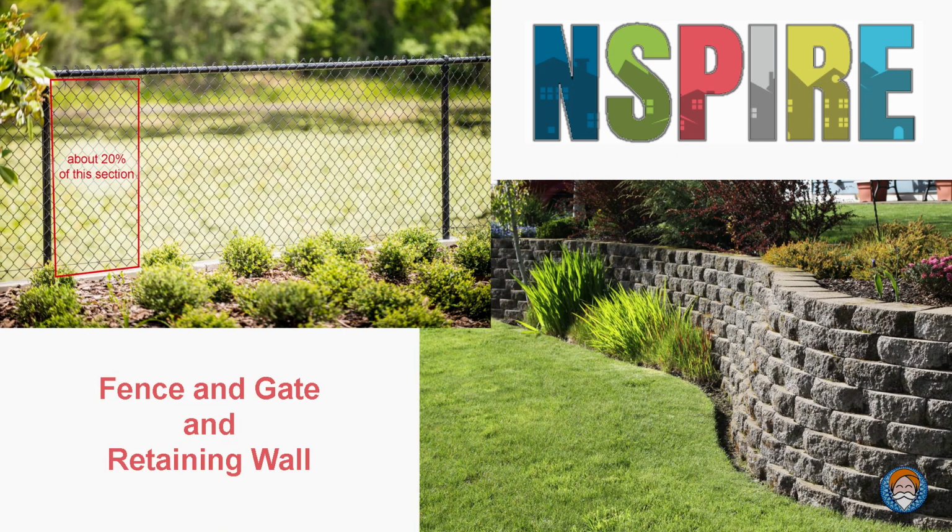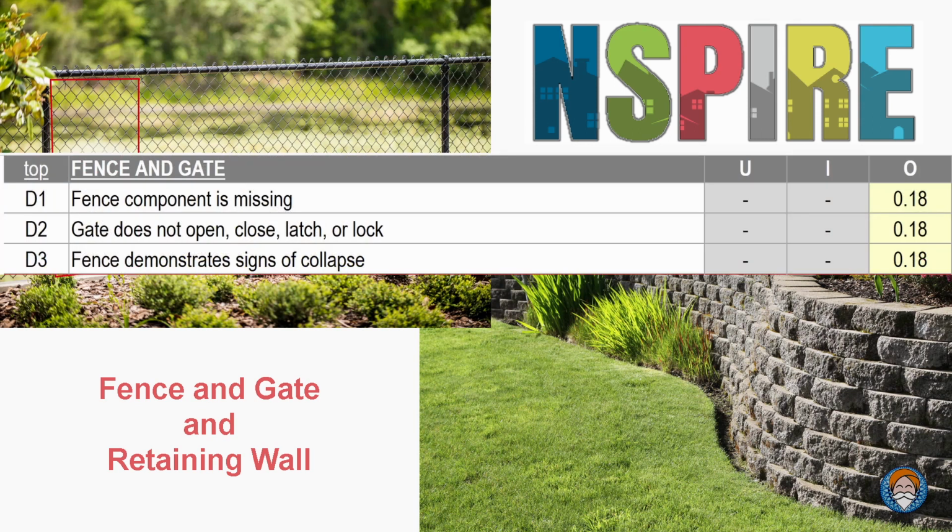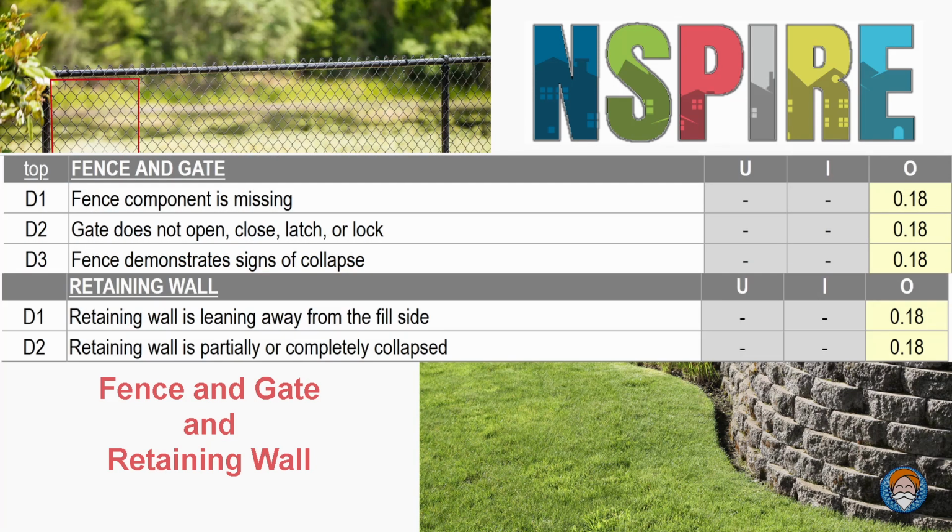In this video, we'll cover two standards that were former cite items. These have been retained in NSPIRE, and they're called fence and gate and retaining walls. With fence and gate, we have a former cite item that's changed quite drastically from UPCS to NSPIRE.